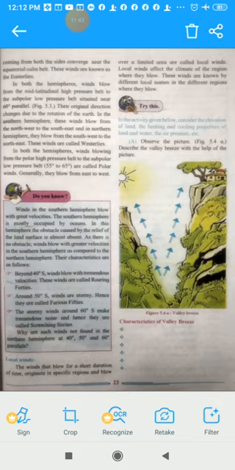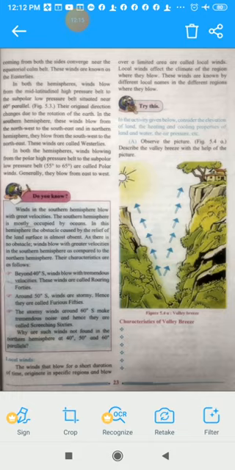Why are such winds not found in the northern hemisphere at 40 degree, 50 degree and 60 degree parallels? Can anyone guess? Yes, why in the northern hemisphere are they not named so? Simple, because in the northern hemisphere maximum portion is covered with land area. Okay, that's why winds are not blowing at great velocities in the northern hemisphere. Okay. So with this we have finished our planetary winds. We will have a look towards the local winds.